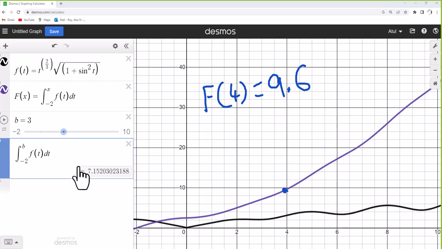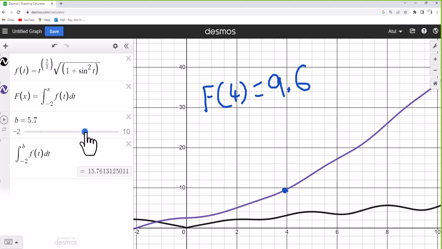Right here. So we got the value of F at 3 as 7.15. This appears to be right. And when you take this slider here, F at 4 is 9 points... actually, I said 9.6. It is 9.66, I'm sorry.